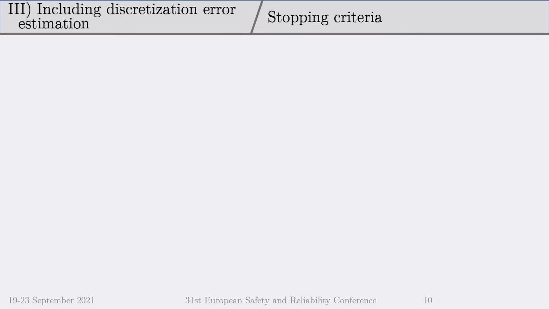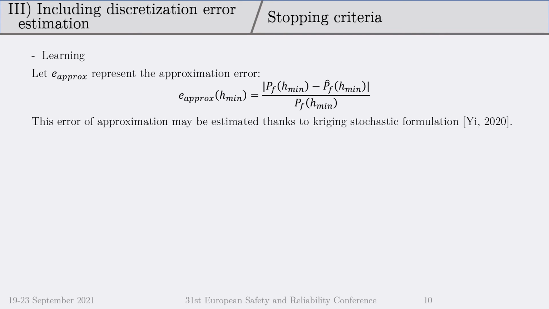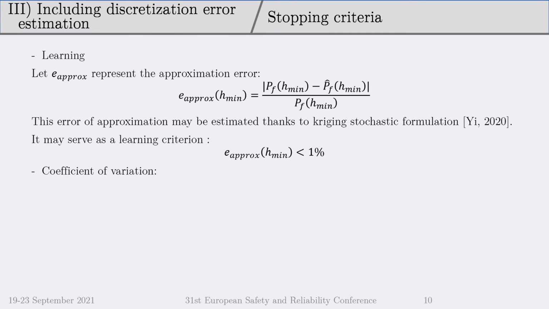So we use two stopping criteria. The first one is on learning. Let the error of approximation be the relative error between the probability of failure without a metamodel and with a metamodel. There are methods in the literature to compute bounds on this error of approximation. It may serve as a learning criterion, and we chose it as the error of approximation at hmin being smaller than 1%. Then the coefficient of variation was chosen to be smaller than 10 to the minus 2.